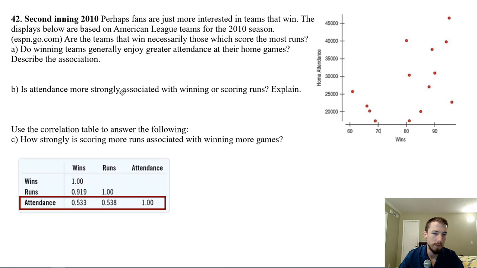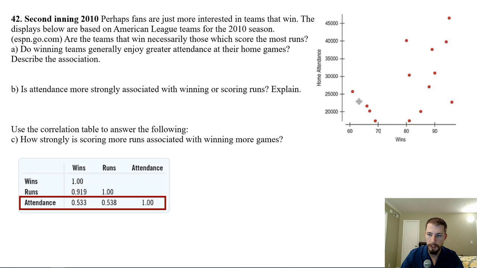Is the attendance more strongly associated with winning or scoring runs? Okay, so that's the next thing that we need to do. Down here it says use the correlation table to answer the following. So is attendance more strongly associated with winning or runs? Look down here. We want to know attendance, which is this one down here, between wins and attendance or runs and attendance. Which one is a stronger correlation? They're both pretty weak. A correlation of 0.5 is not that impressive.